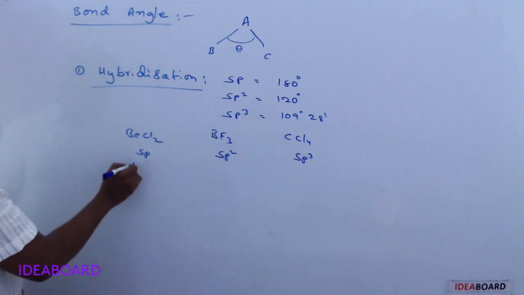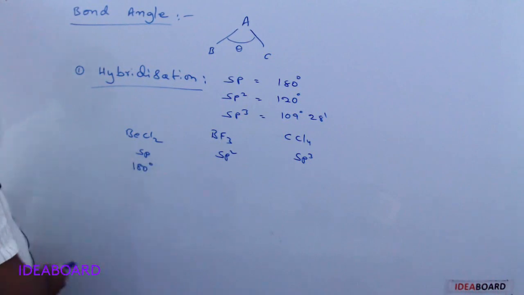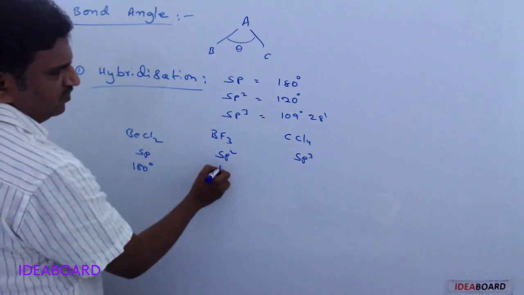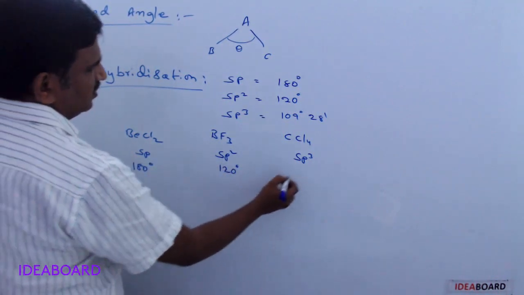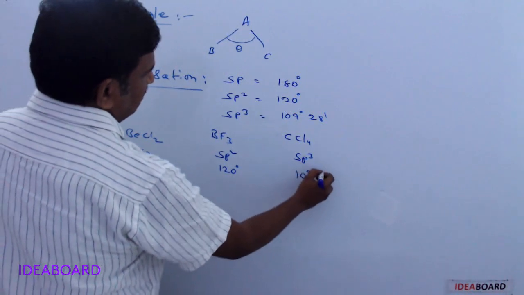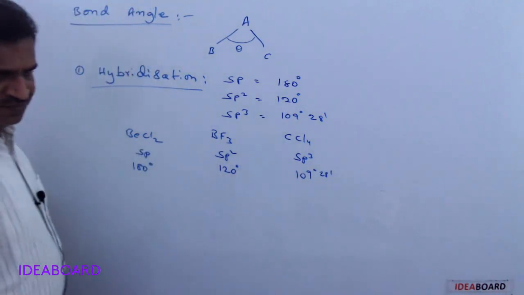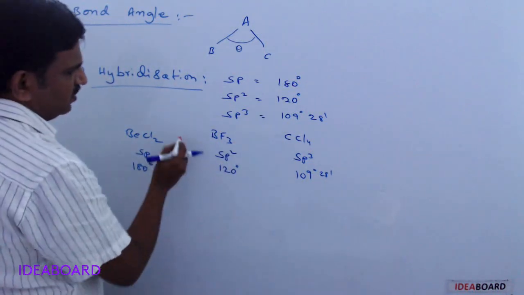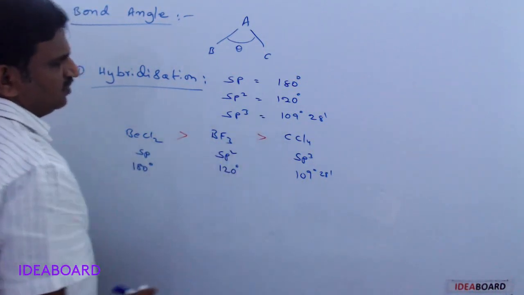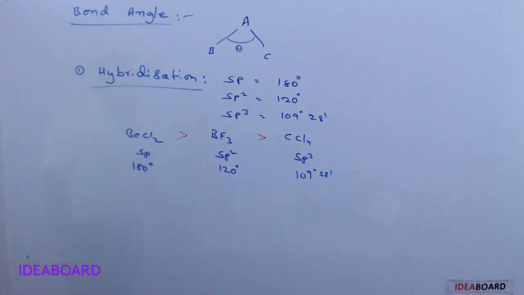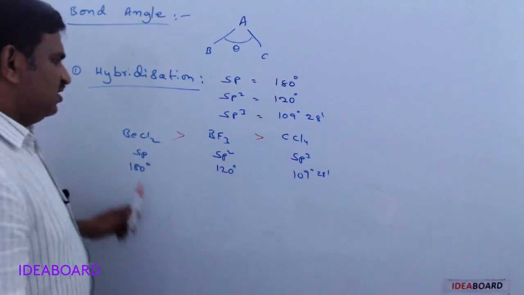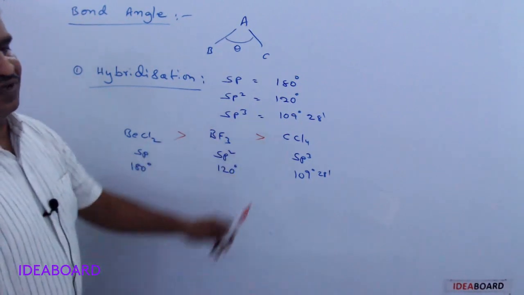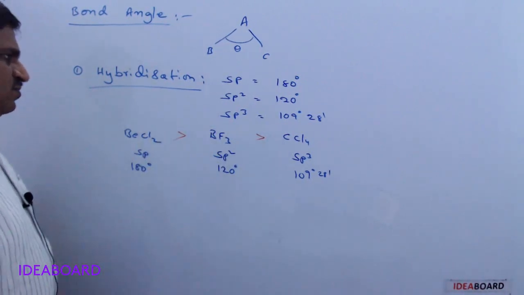So what happens here? sp hybridization means 180 degrees. Here it has 120 degrees. Here it has 109 degrees 28 minutes. So what is happening? Because of the change in hybridization, the bond angle value decreases. So only the hybridization concept is considered, and based on the hybridization we have different bond angle values.